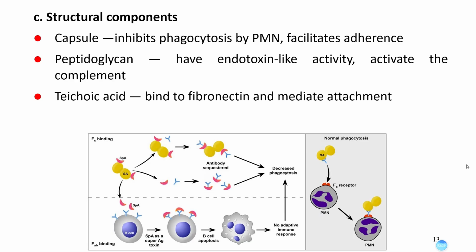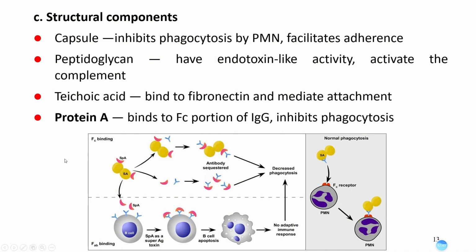It was online a week ago. Yeah, about a week ago. So if you want to find the paper, you can help yourself to find it. And also, they are able to produce protein A, which binds to the Fc region of IgG antibody and inhibits phagocytosis. We introduced that in detail just now.